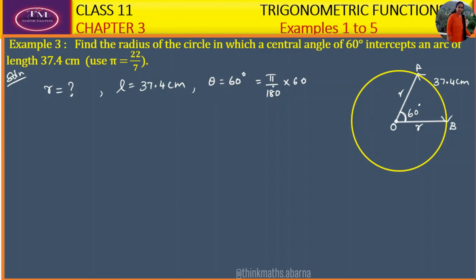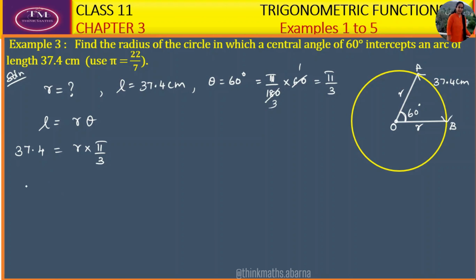If you are converting to radians, pi will be in the numerator. If you are converting to degrees, 180 will be in the numerator. Now we are converting to radians, so pi will be in the numerator. So it is 1 60s are 60, 3 60s are 180. So we have pi by 3. So 60 degree is pi by 3 radians. You know the formula? L is equal to R theta. What is L? It is 37.4. R we need to find. Theta is pi by 3.